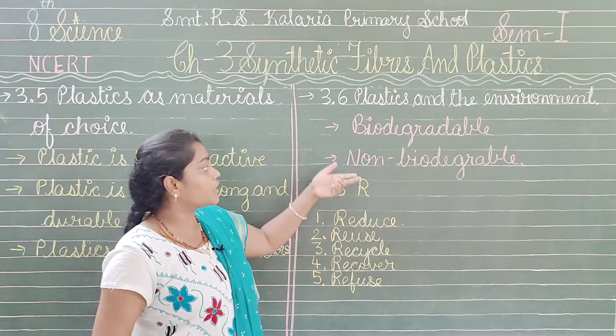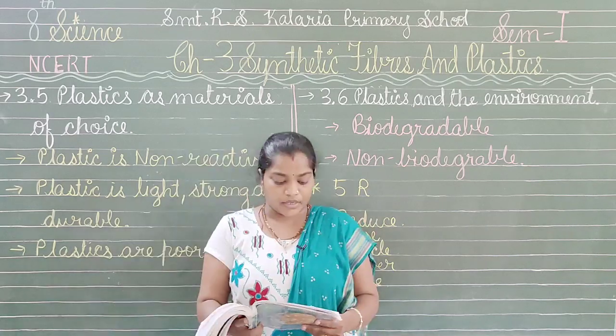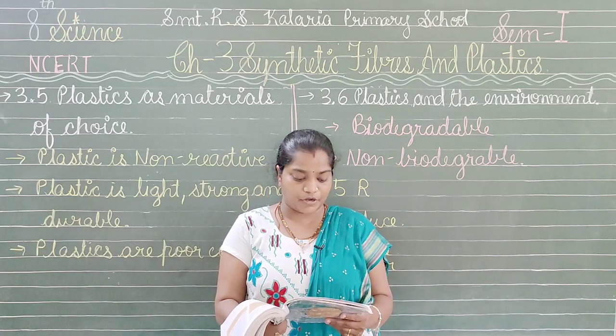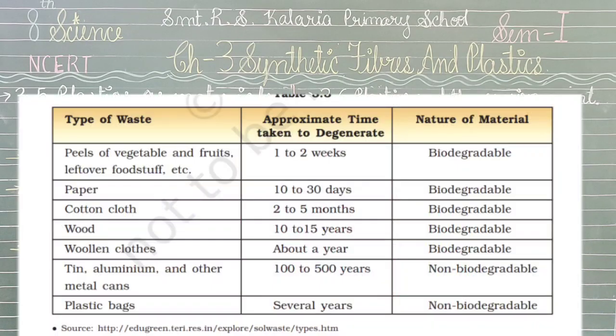Now we have a table which shows the type of waste, the approximate time taken to degrade, and the nature of the material. Here it is: peels of vegetables and fruits, leftover foodstuffs, etc. will take 1 to 2 weeks and are known as biodegradable. The next one is paper, which will take 10 to 30 days and is again biodegradable because it is going to convert into soil.